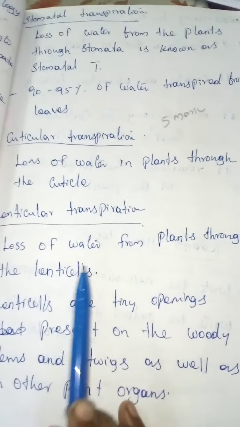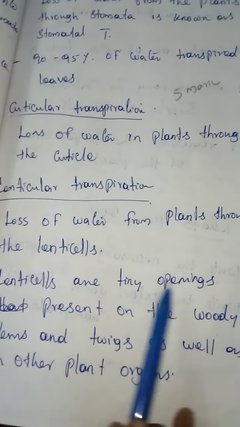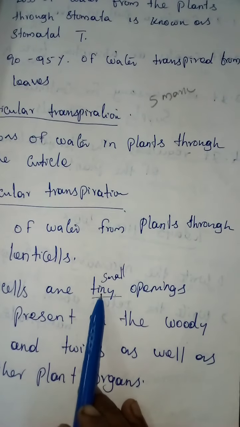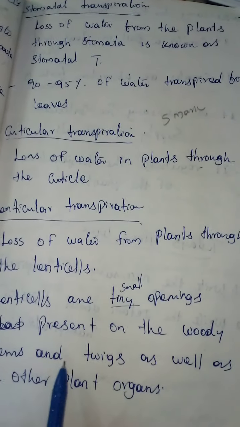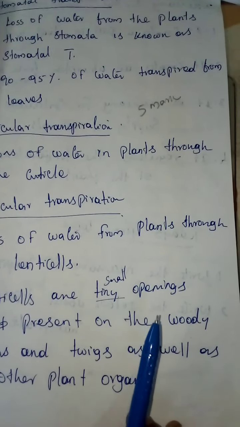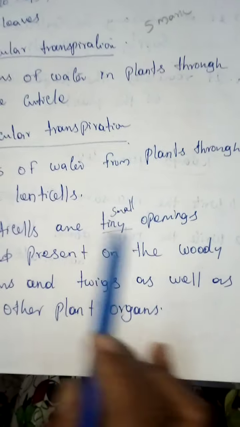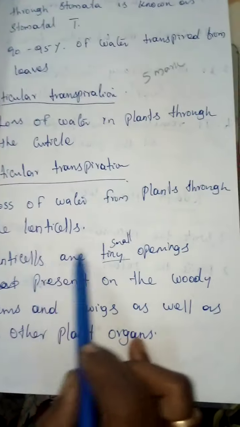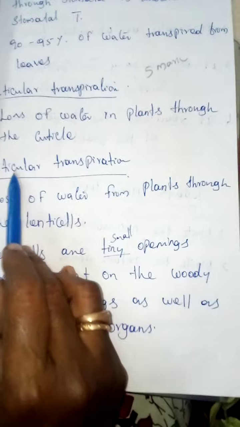First you should know what lenticels are. Lenticels are tiny pores or small openings present on the woody stems or twigs as well as other plant organs. These tiny pores present in the stem and twigs are known as lenticels. Here the transpiration takes place through the lenticels. That's why this transpiration is known as lenticular transpiration.